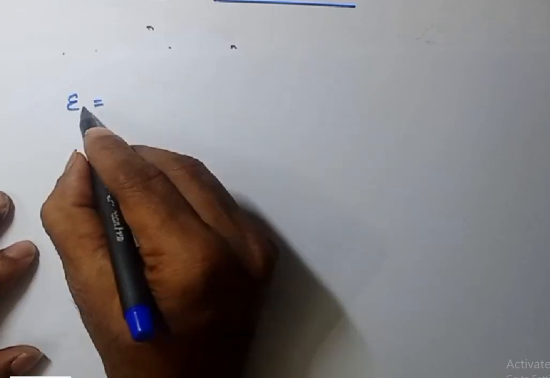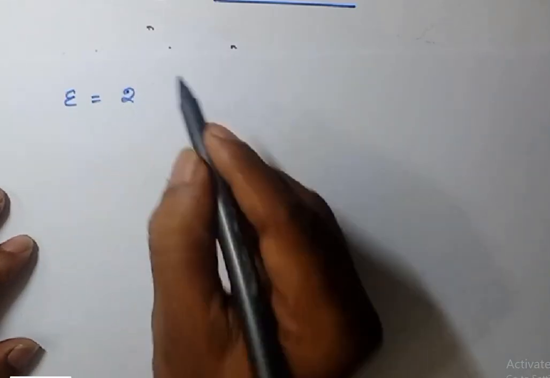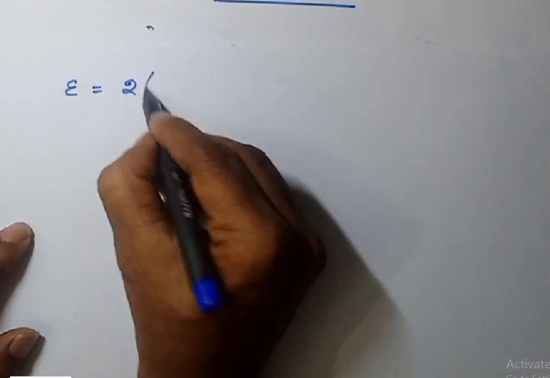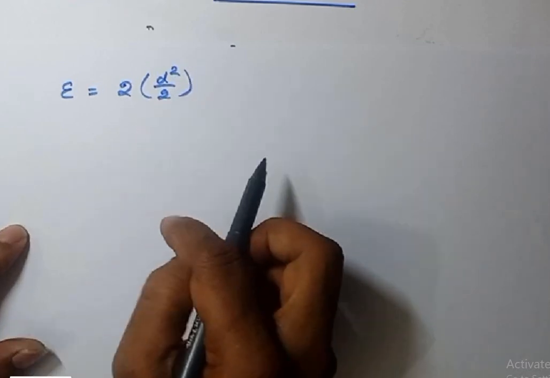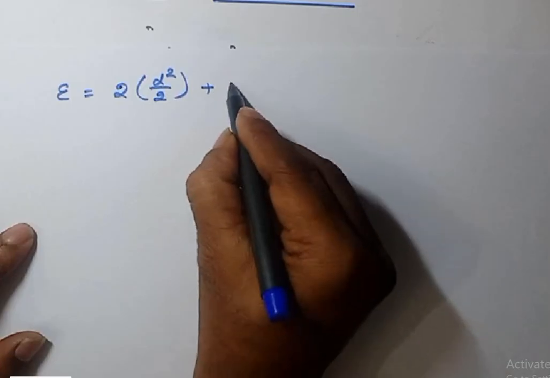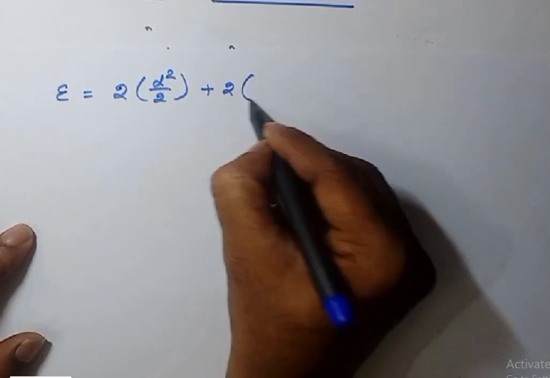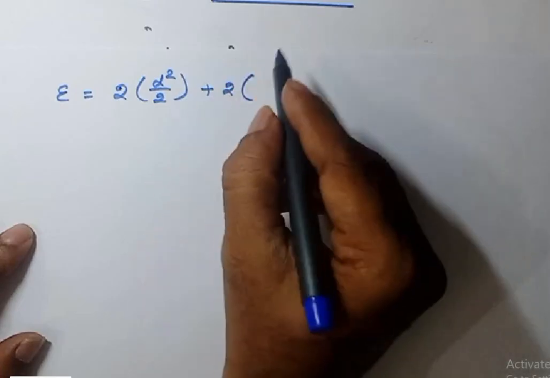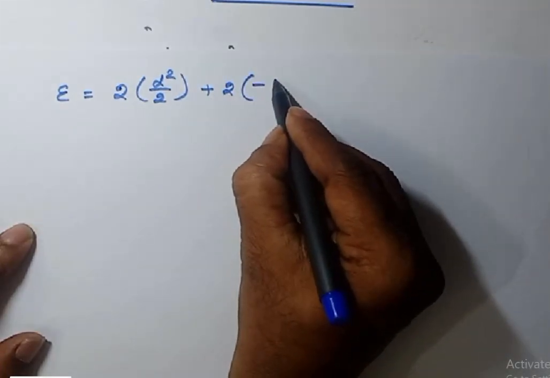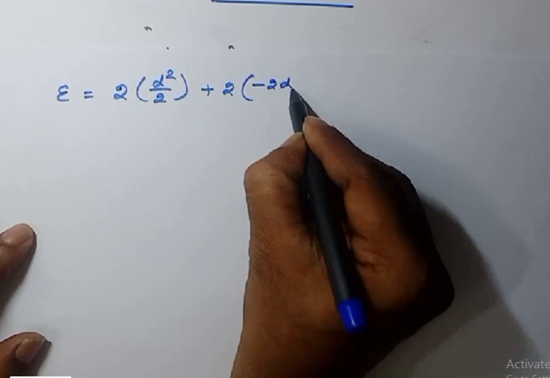Alright. So the expectation energy is equal to 2, we have 2 electrons, 2 into alpha square by 2, this is the kinetic energy for each electron. Then plus 2, we have 2 electrons, into the nucleus charge; the attraction is negative, there are 2 protons, so 2 into alpha.